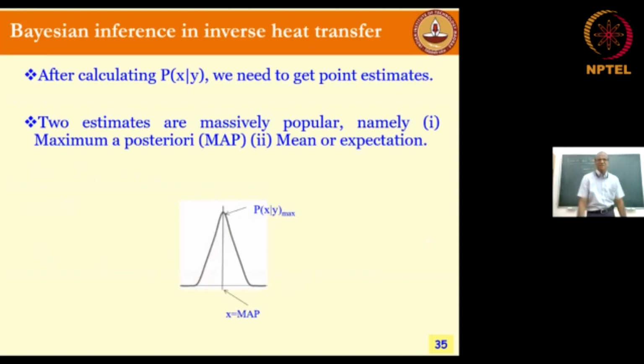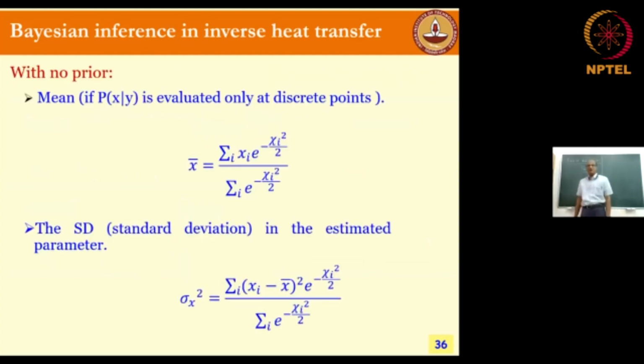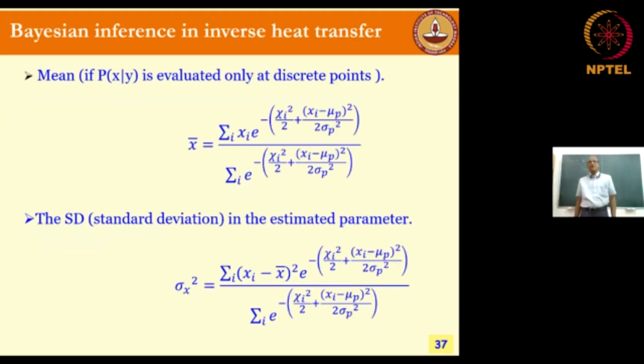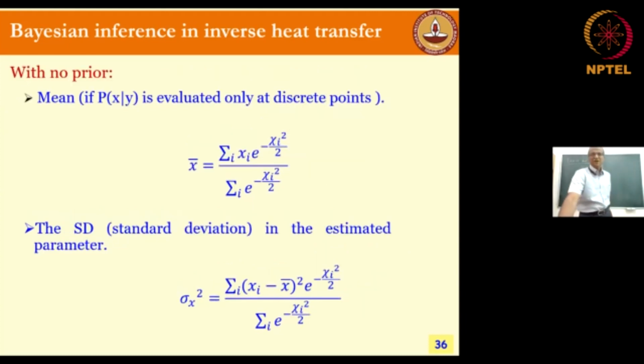Two estimates are massively popular. MAP, maximum a posteriori, that is the maximum in the curve which I have shown. The corresponding X is the MAP, or the mean, the expectation. With no prior, the X bar will turn out to be like this, and the standard deviation can be found out. I'll give this presentation. This is too busy. I don't have to discuss all this formula. It is easy to derive.